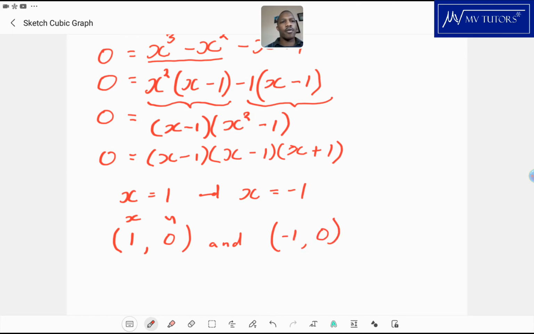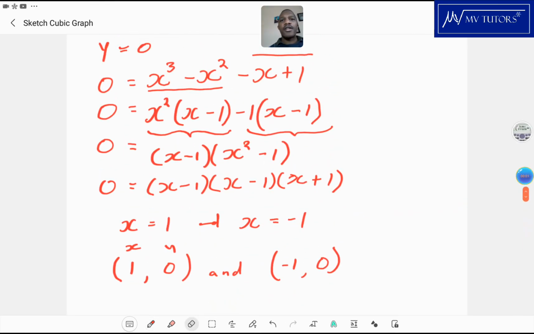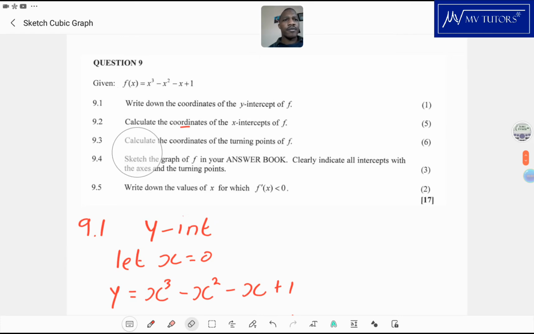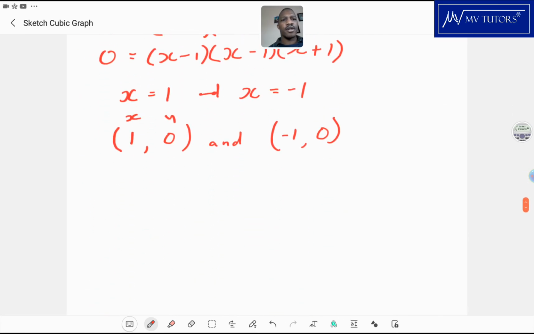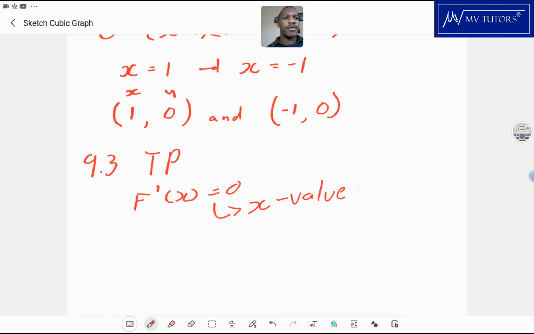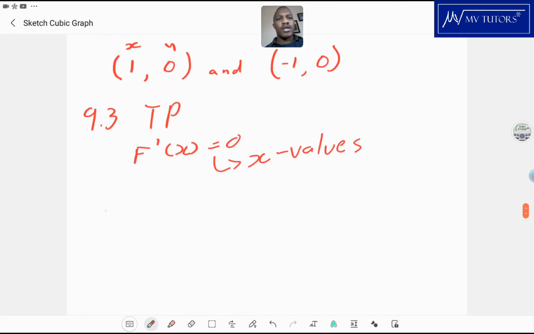There we go. Okay, now let's go to the next question, which is 9.3. Calculate the coordinates of the turning points. Okay, 9.3. All right, so what did we say about the turning points? We said turning points, you have to get the first derivative, okay, and then equate it to 0 in order to get the x values. That's what we said, right? So let's do that.